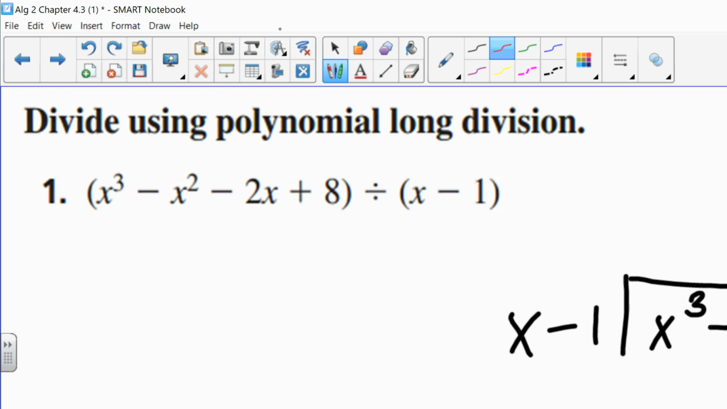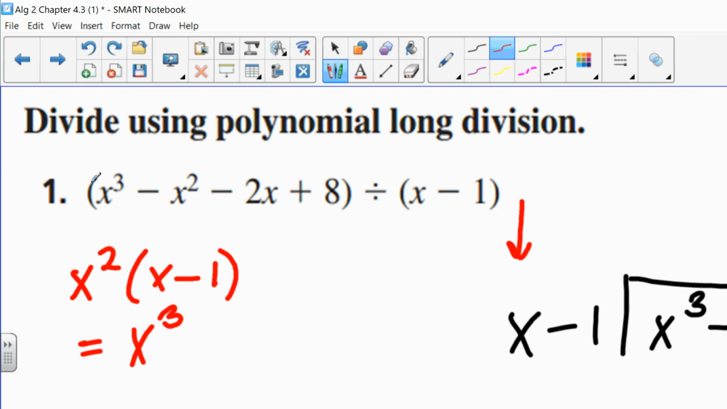So we can start off by saying what times x will give me x cubed? X squared. And then we will multiply. X squared times x would be x to the third. Exactly what we wanted. We wanted positive x cubed. And x squared times negative 1 would be negative x squared.